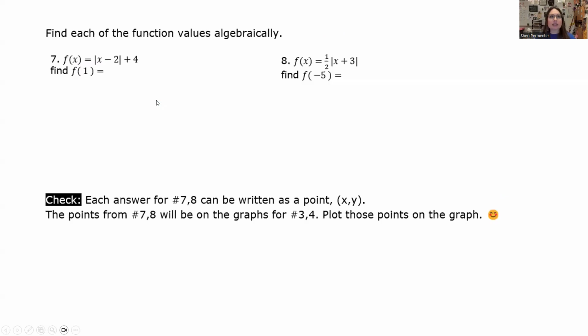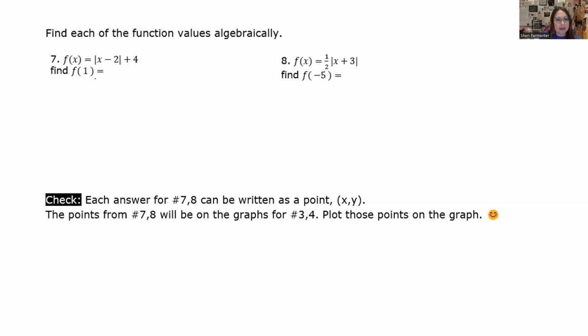So we've got question 7 and question 8. We actually did a little bit of this last class. It was like the first 4 problems where I'm giving you an X value, or a value that you plug into absolute value and you evaluate. So let's do this. The first one says the function is equal to the absolute value of X minus 2 plus 4. Well, it wants you to find f of 1.